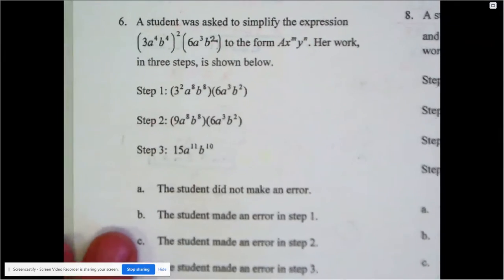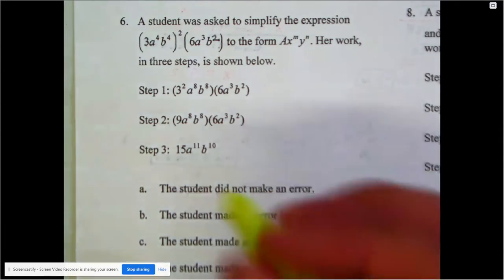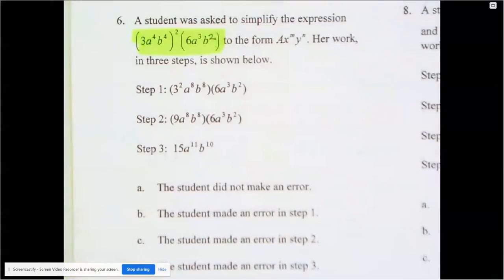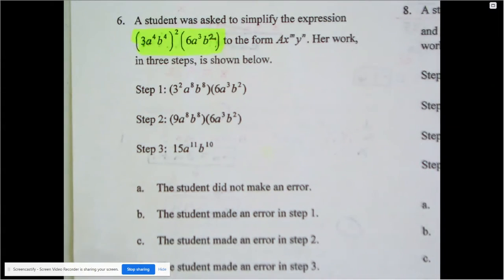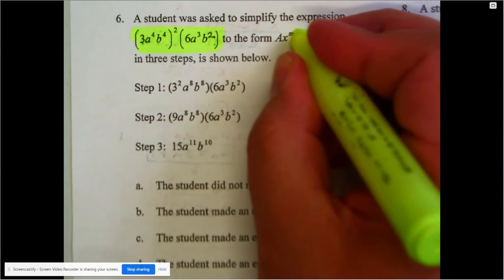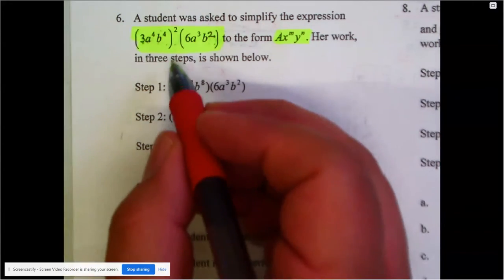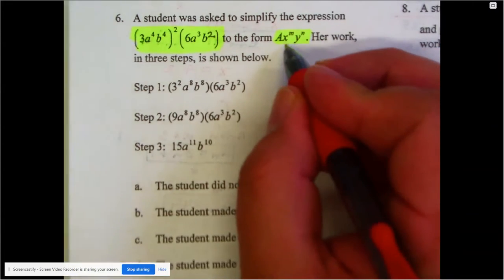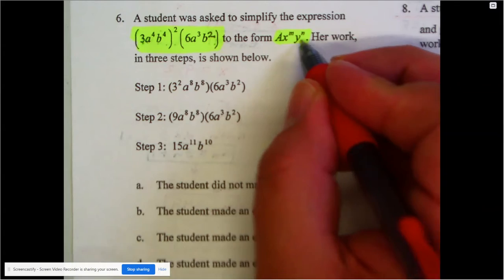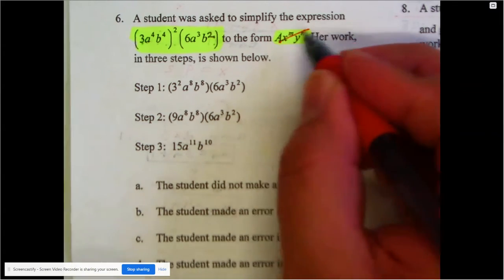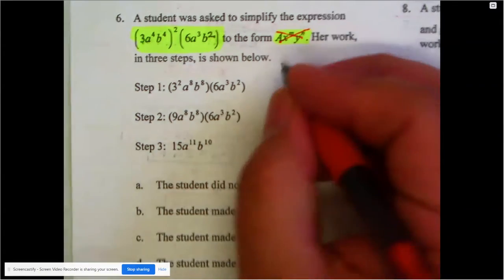So now for this one, it says a student was asked to simplify the expression. So here's the expression. Well, you know what? I don't have room there to work it out, but they did say to write it in this form. Please don't let that throw you off. It doesn't mean you're solving for A, for M, or N. You don't even have an X and a Y. They're just letting you know you should have one of each letter and a number in the front. So don't worry too much about that. You just do the math.